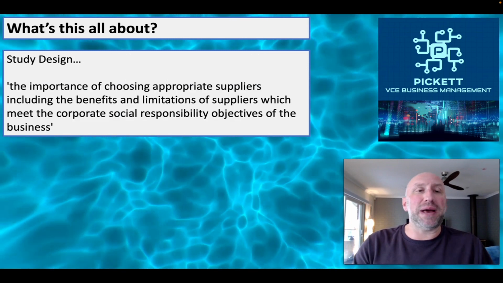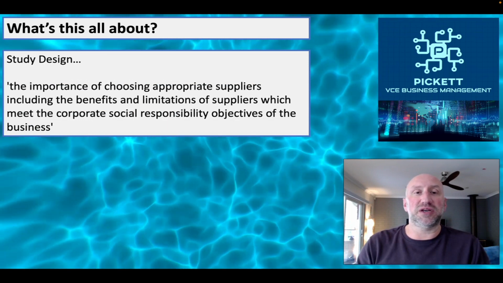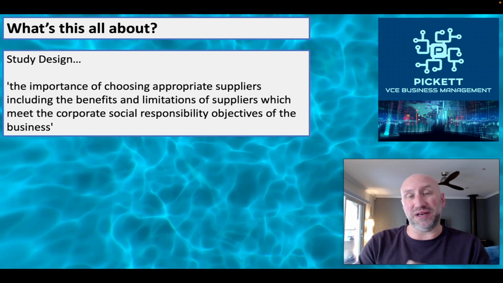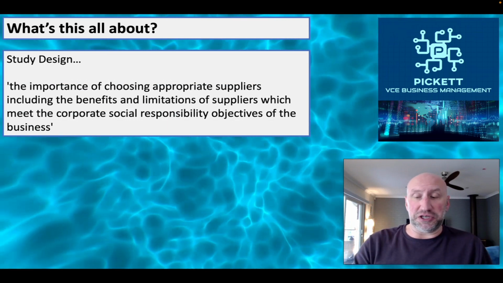Now, let's just come back to the study design. Okay, let's get back to what the study design says we need to kind of know. So all that stuff was just kind of putting into some context for you. So the study design said that you see there.